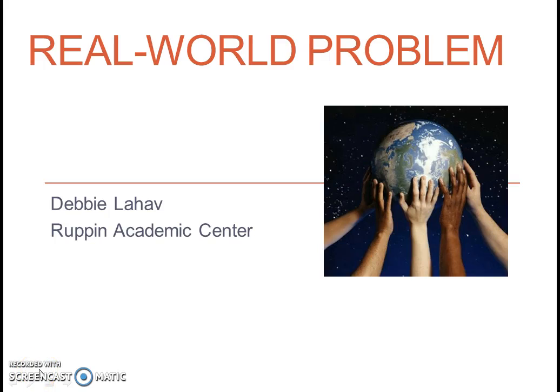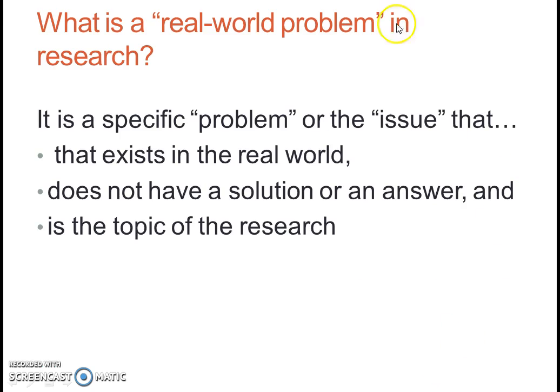Today in this screencast, we're going to look at and review what a real-world problem is in research. First of all, we need to know what a real-world problem in research is. Well, it's a specific problem or issue that exists in the real world. It's out there, and it doesn't seem to have a solution or an answer that is working. That is why the researchers want to find out more about it, so it becomes the topic of their research.